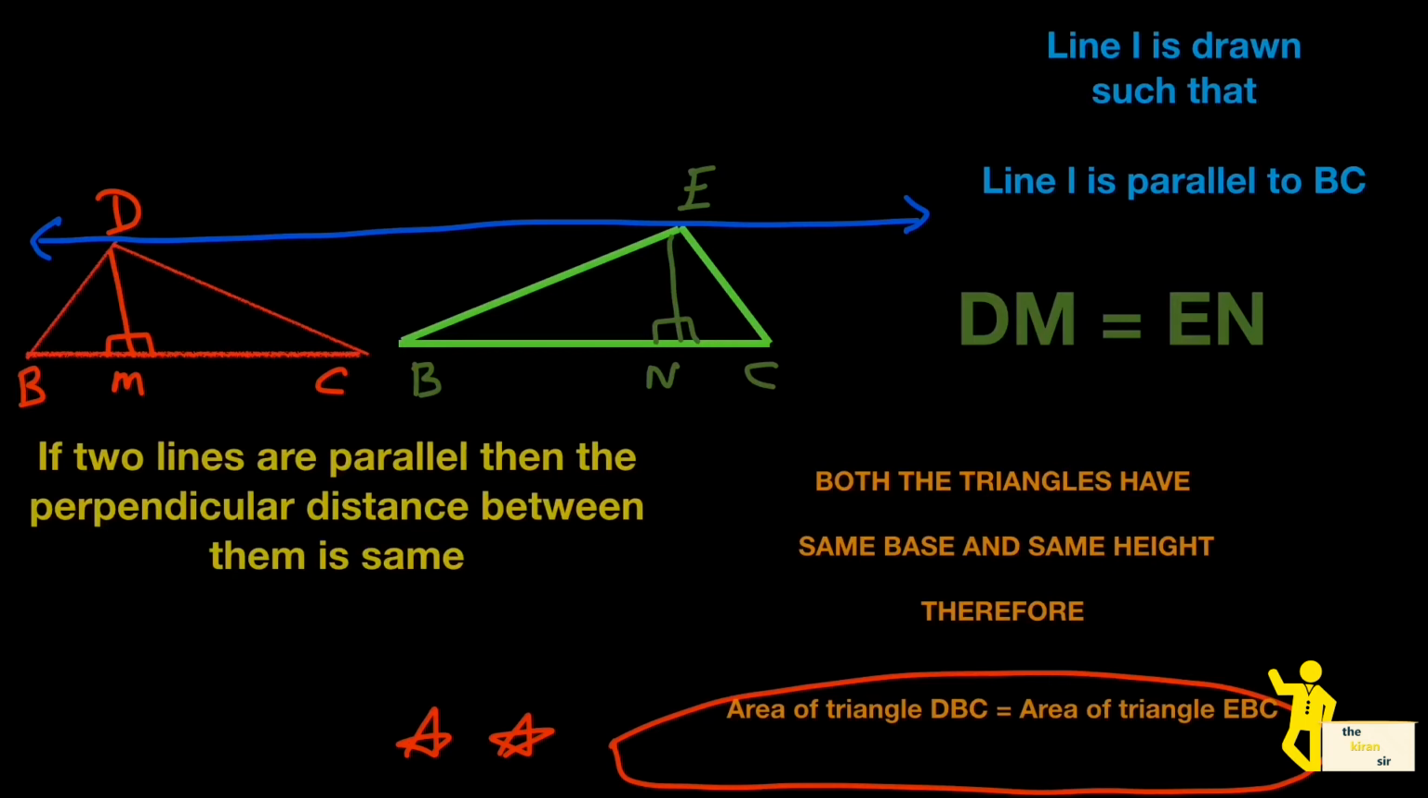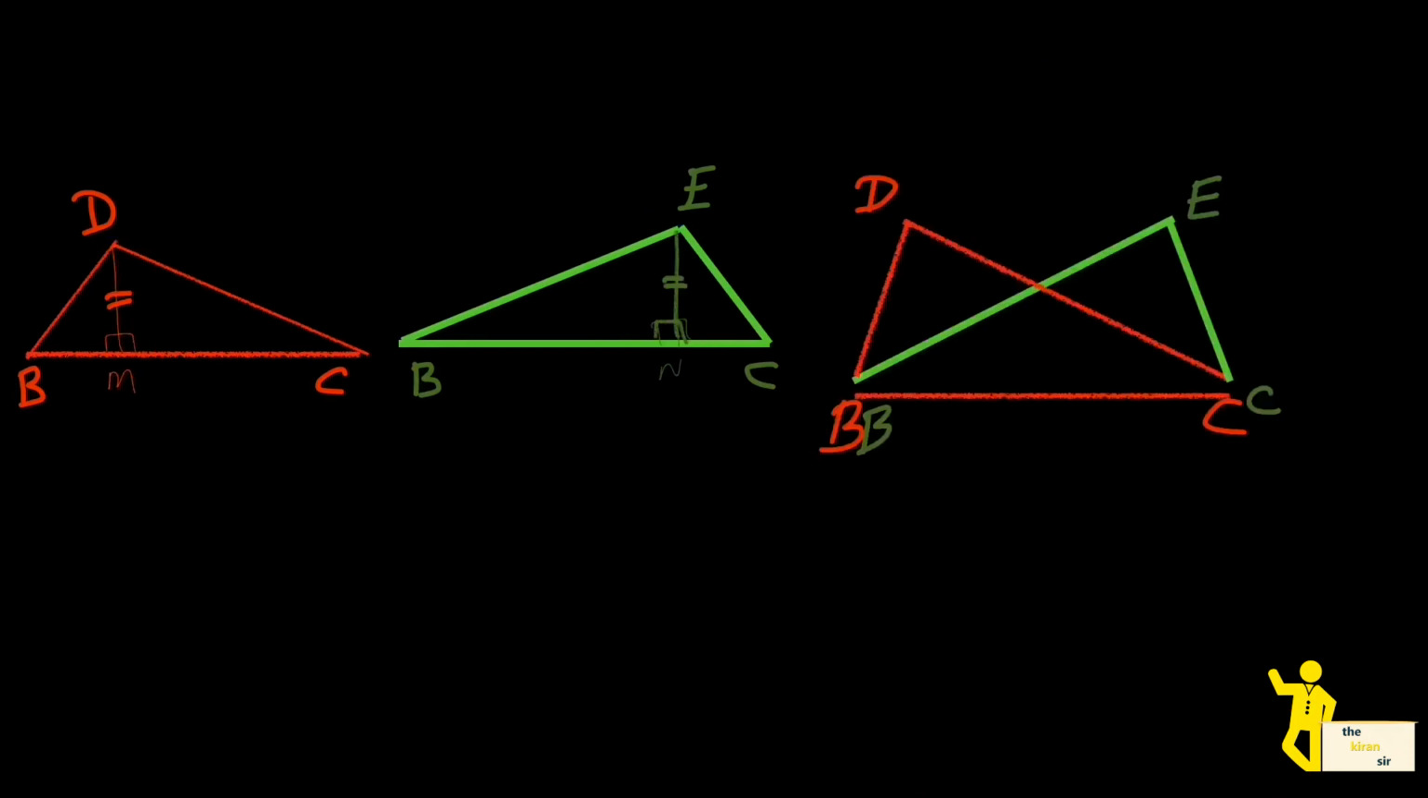We will overlap these two triangles. Both the triangles have the same base BC. So I'll place BC over BC. So it will look like this. You can see both your triangles. One is your red one, another is your green one, and both have the common base BC. So I've kept one triangle over the other.